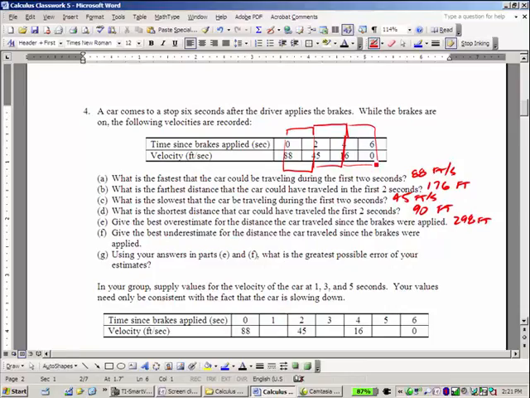90 plus 32 plus 0. What do you get? 122. All right, now I need to give you some terminology, okay?